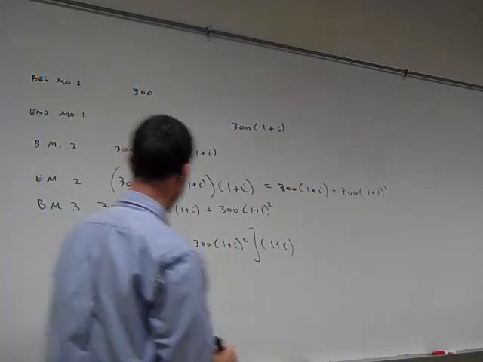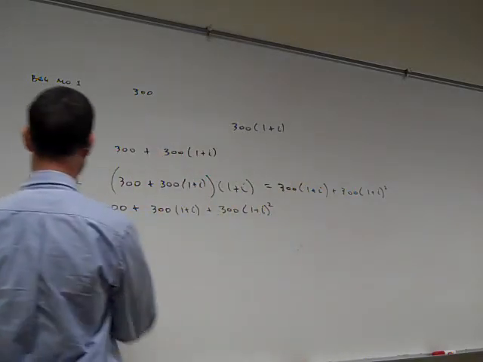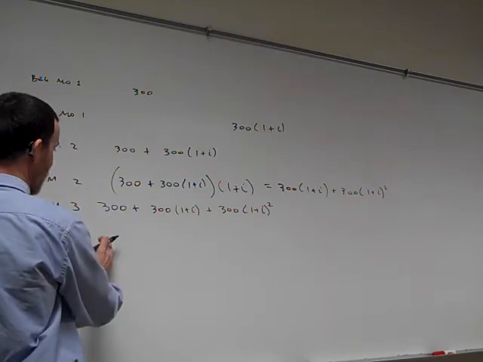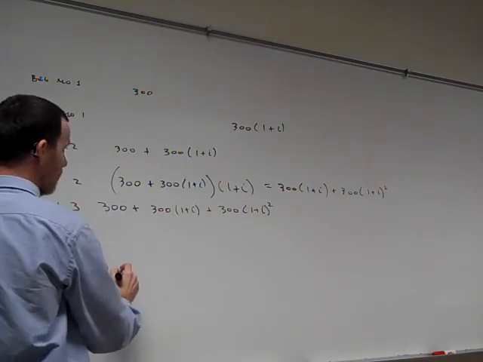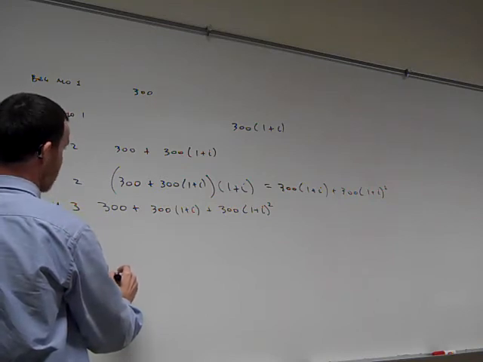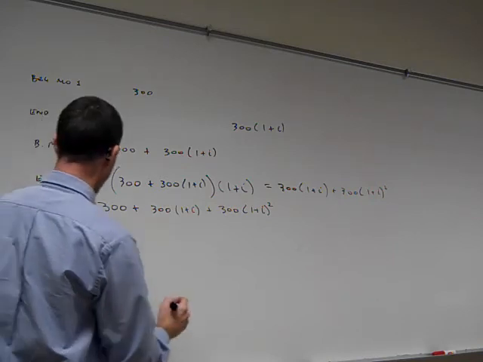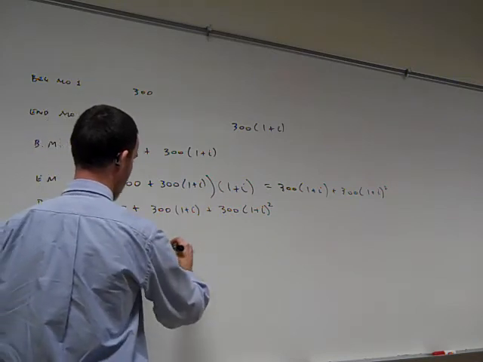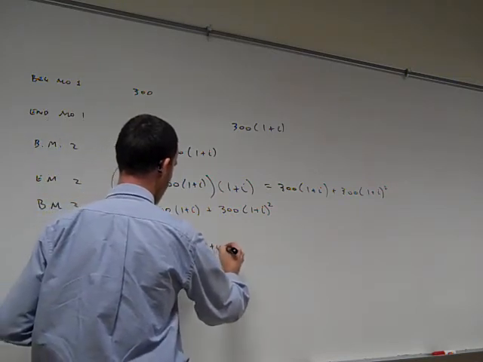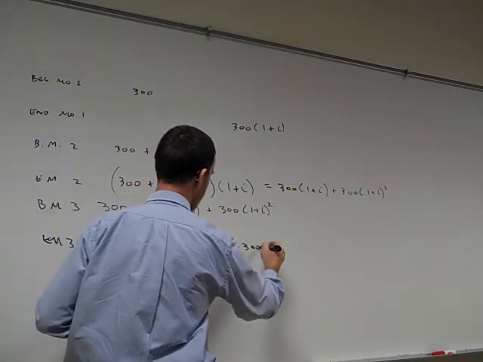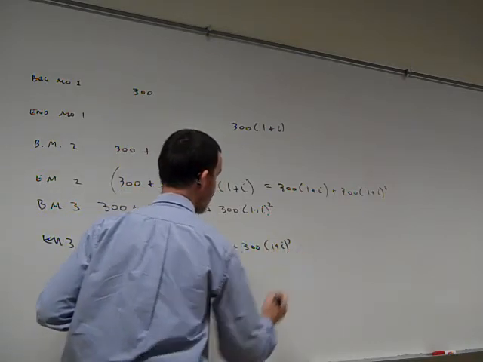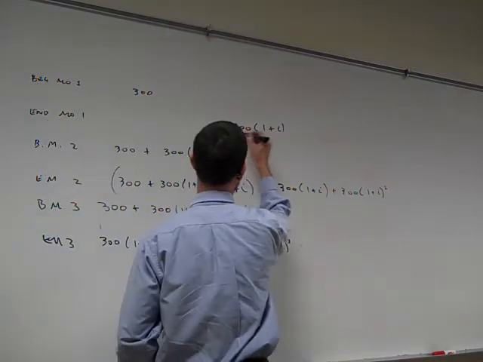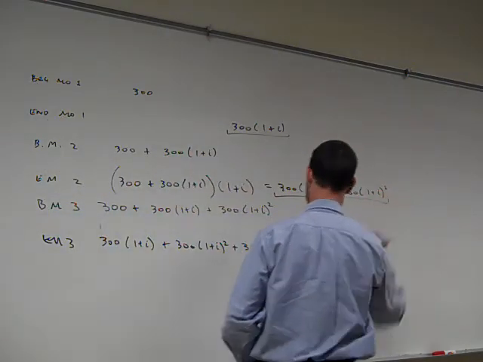Now I tried to skip and do the end of month all at once, and now end of month 3, what do we have? We have just this times 1 plus I, right? Yes. So I'll go ahead and multiply it all the way through. 300 times 1 plus I, plus 300 times 1 plus I squared, plus 300 times 1 plus I cubed. Okay, do we see a pattern between this one and this one?